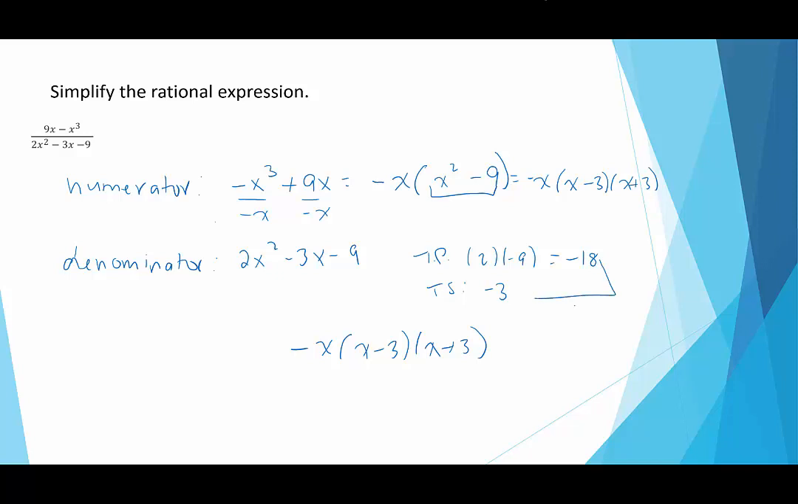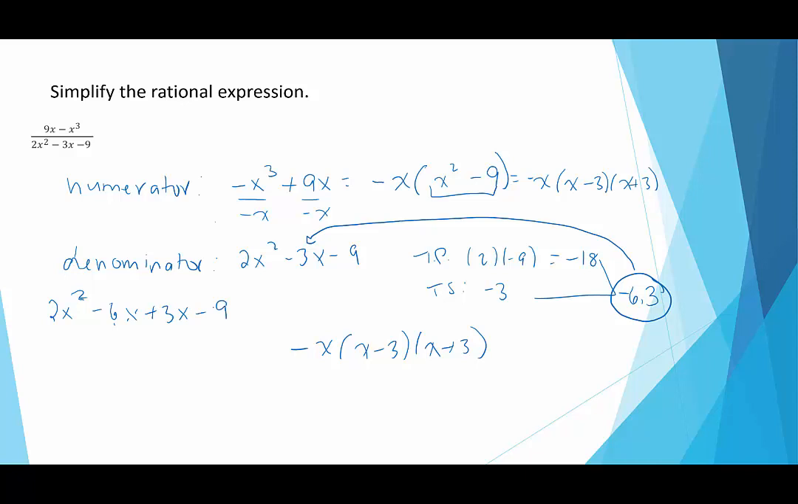Can you think of 2 numbers that do that? How about negative 6 and positive 3? So we're going to use our winning combination, and we're going to use these as coefficients of the middle term. It's called expanding the middle. We're going to replace negative 3x with negative 6x and 3x. So it's going to be 2x squared minus 6x plus 3x minus 9.